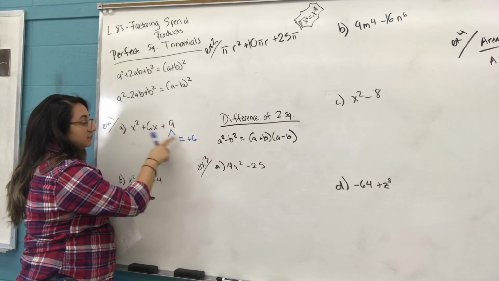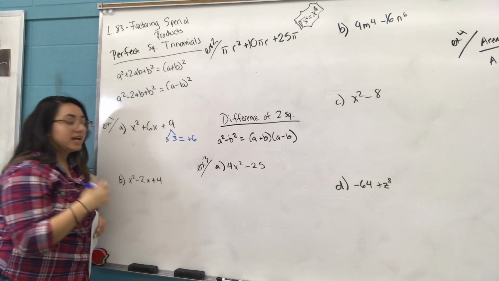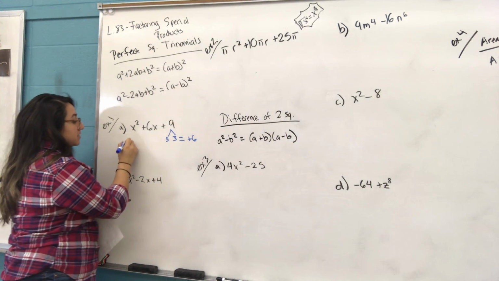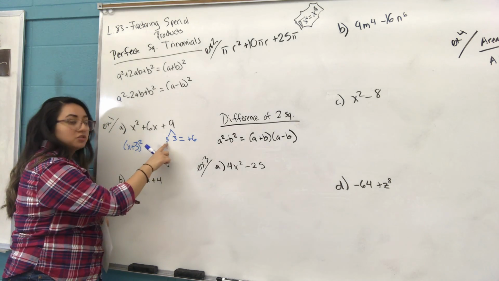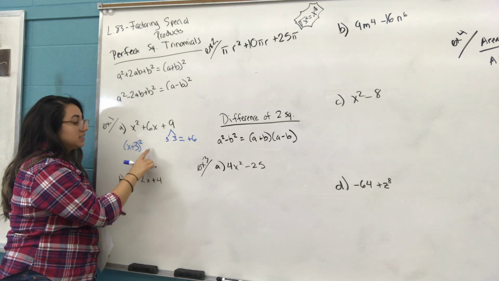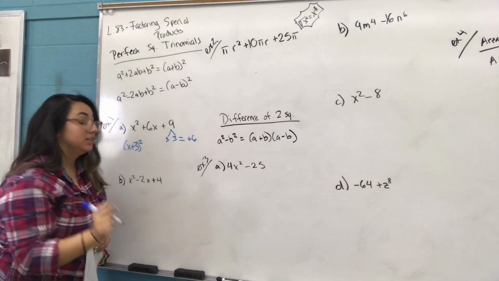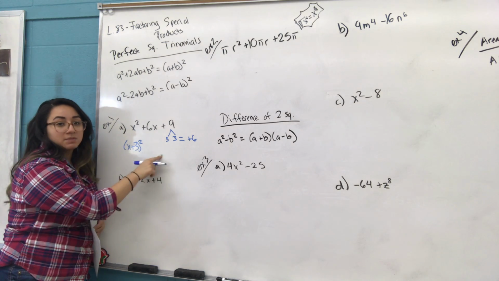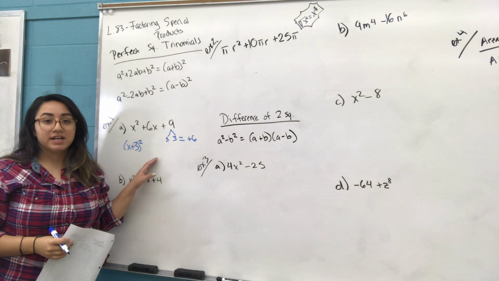So here, I know that 3 times 3 gives me 9. I know 3 plus 3 gives me positive 6. So I have x plus 3 squared. There are two factors. It's x plus 3 times x plus 3, but you're not going to put two binomials. I only need one. If you give me x plus 3 times x plus 3, it's going to be wrong in your homework. So here, x plus 3 squared, and that's your answer there.